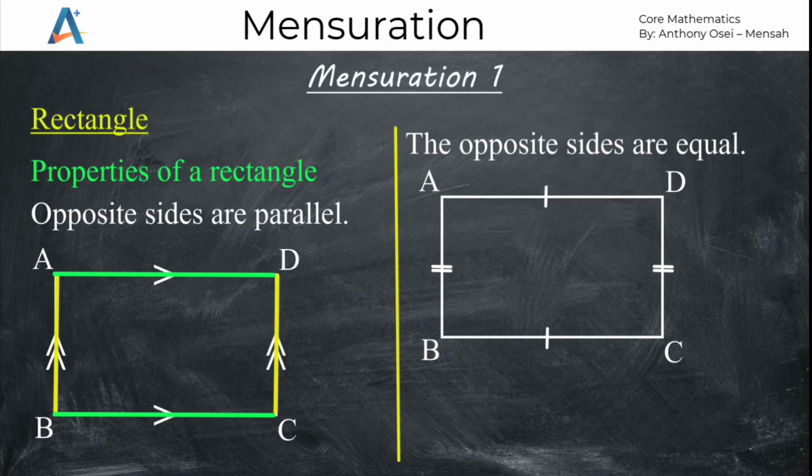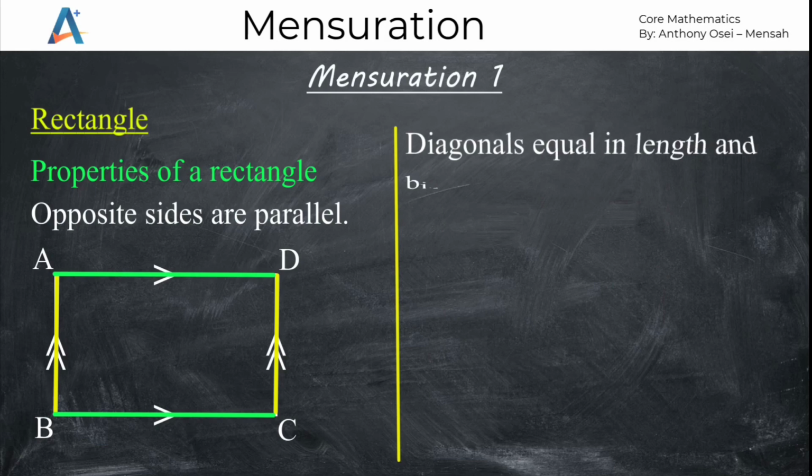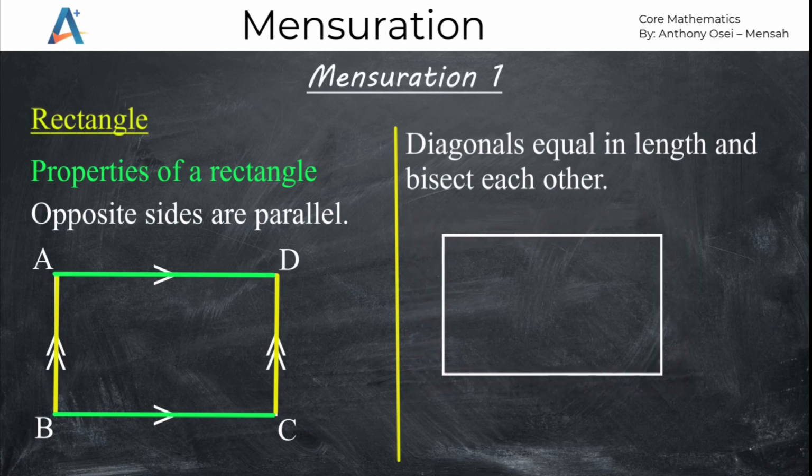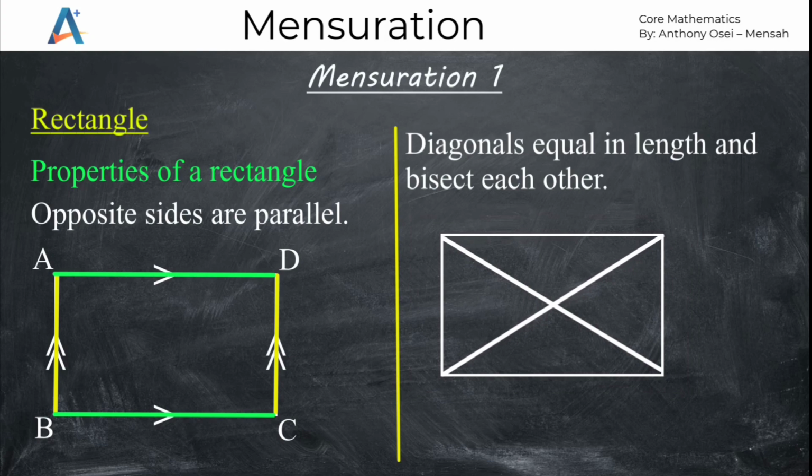Now, property number 4 states that diagonals are equal in length and bisect each other. There are lines inside the diagram of the rectangle which go from corner to corner, called the diagonals. So these two lines are referred to as diagonals. The diagonal lines are just crossing each other.